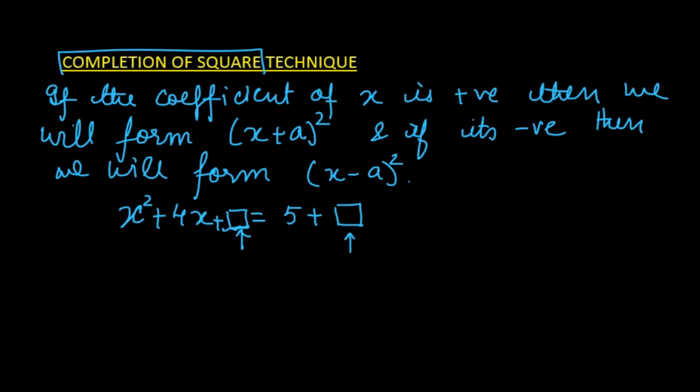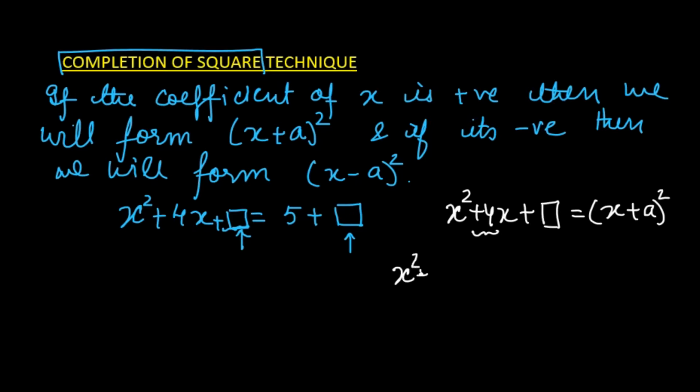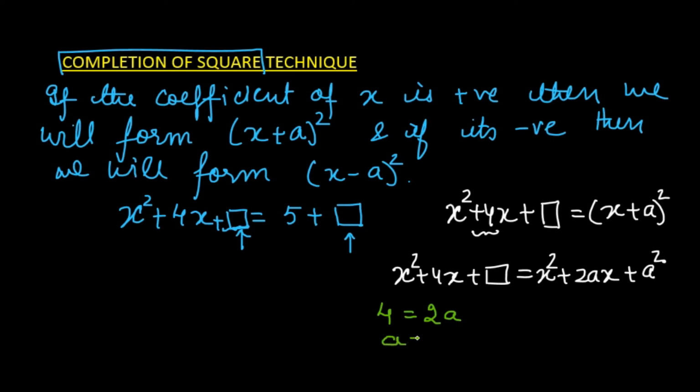So we will equate x square plus 4x plus that unknown term to x plus a the whole square, since the coefficient is positive here. When we expand x plus a whole square, we get x square plus 2ax plus a square. Now we will equate the corresponding coefficients. So 4, which is the coefficient of x on the left hand side, should be equal to 2a, the coefficient on the right hand side. So from here we get a as 2.